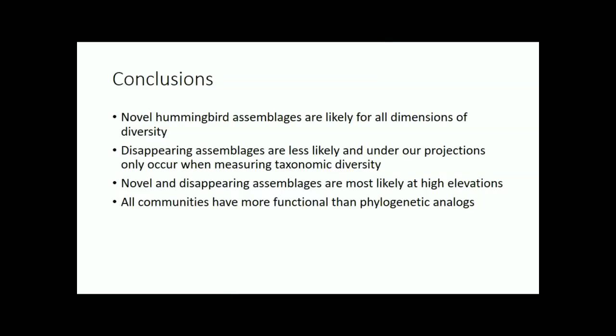The environmental gradient we see is that novel and disappearing assemblages are most likely at high elevations and also in the drier lowlands in the west. We generally see more functional than phylogenetic analogues, which suggests that depending on the conservation issue at hand, it has different implications. So for conservation of taxonomic diversity and taxonomic communities, climate change could pose a real problem, but for functional diversity, it tends to be fairly well held across climate change.